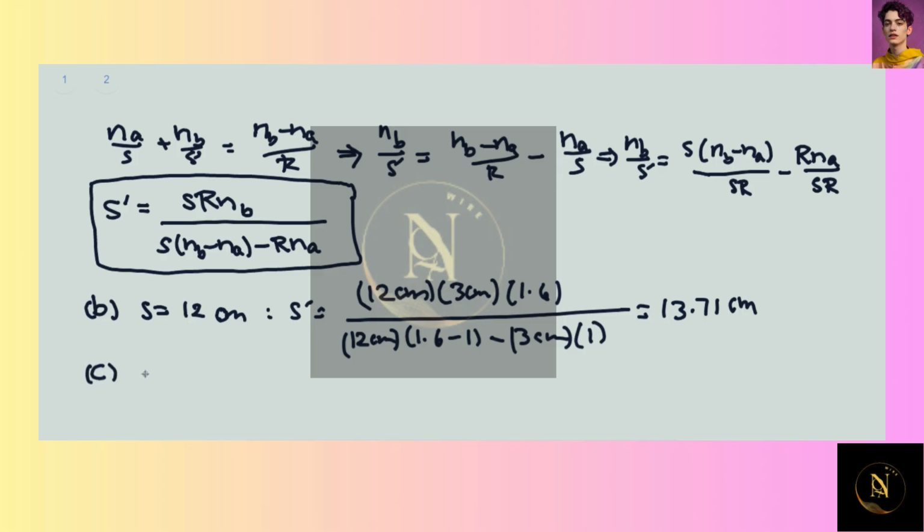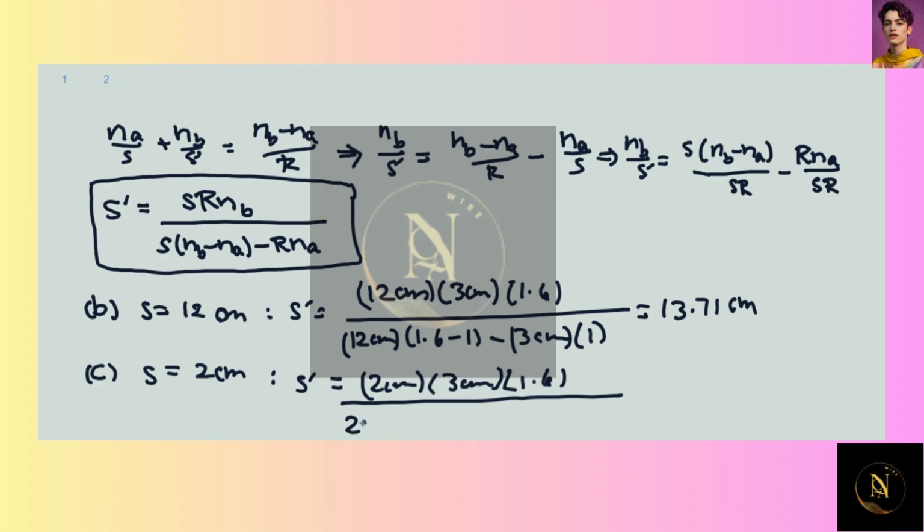Now we'll do exactly the same thing. We'll just repeat the same kind of thing, except that now we replace S with 2 centimeters, which is what we're given for part C. And then we'll find that S prime is 2 centimeters times 3 centimeters times 1.6 divided by 2 centimeters times 1.6 minus 1, minus 3 centimeters times 1. And this gives us negative 5.33 centimeters.